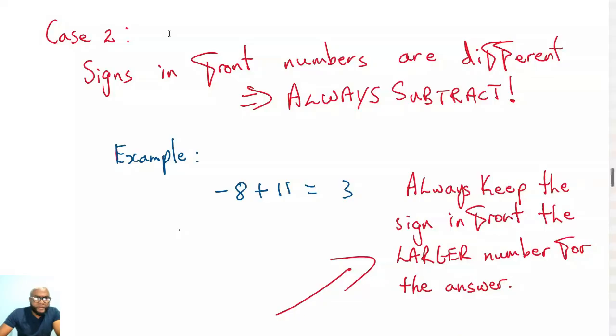Okay. Right, case 2. Back to this, right? Signs in front of numbers are different. We always subtract. So once again, you are not looking at the sign between the two numbers, because your brain is programmed to do that from primary school. If you see 8 plus 11, you're going to add. But you do not have to add here, right? Because the signs in front of the two numbers are different. Okay? Ramo, did you catch it?